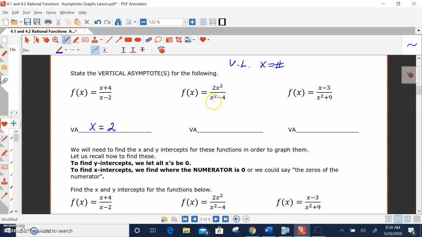So if we went back and looked at the domain restrictions on the second function, I would have two vertical asymptotes, one at x equal 2 and one at x equal -2. Remember this third function? It had no restrictions. So that means it's not going to have any vertical asymptotes.